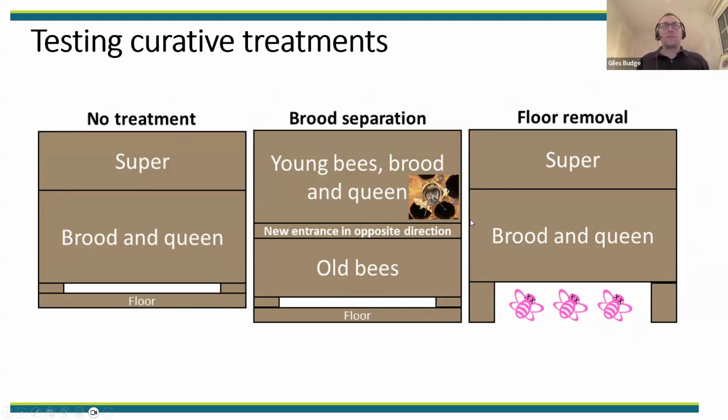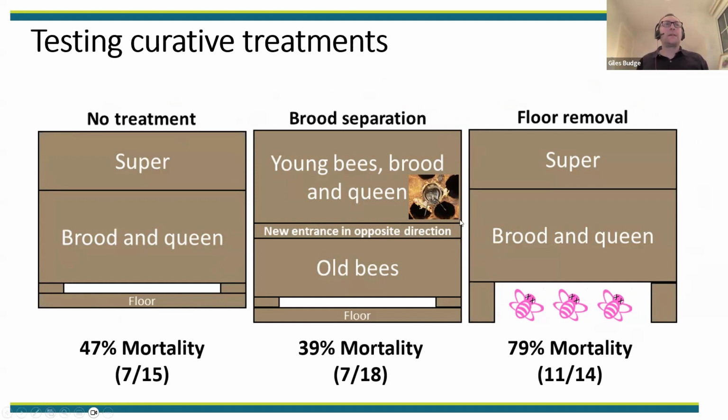If we compare those, when it comes to mortality, with no treatment, about half of them die. As I mentioned earlier, that's quite common in the literature. With the brood separation, fewer died, but not significantly so. And with the floor removal, more of the colonies died, and significantly so compared to the no treatment. But these are very, very small numbers.